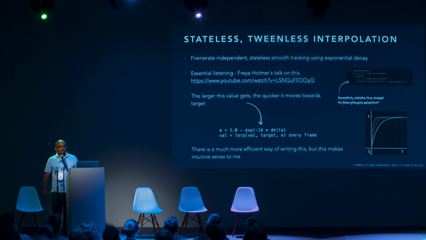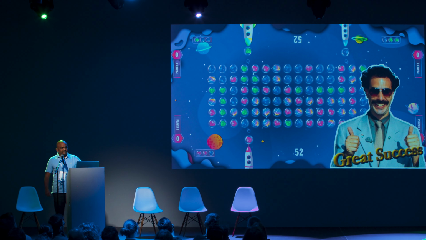Finally, stateless, tweenless interpolation. Everyone should know about this. This is basically using an exponential decay function to interpolate towards a target. It's frame rate independent, it's really smooth, and you can cheat, just use the bit of code there. And the game was a great success. And what was next was what's interesting.